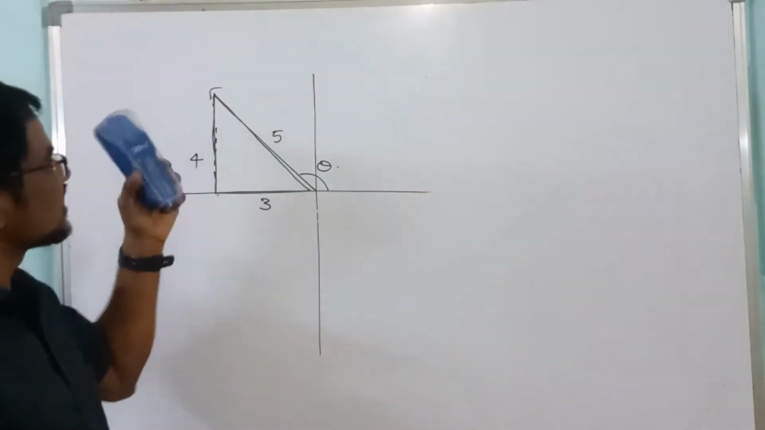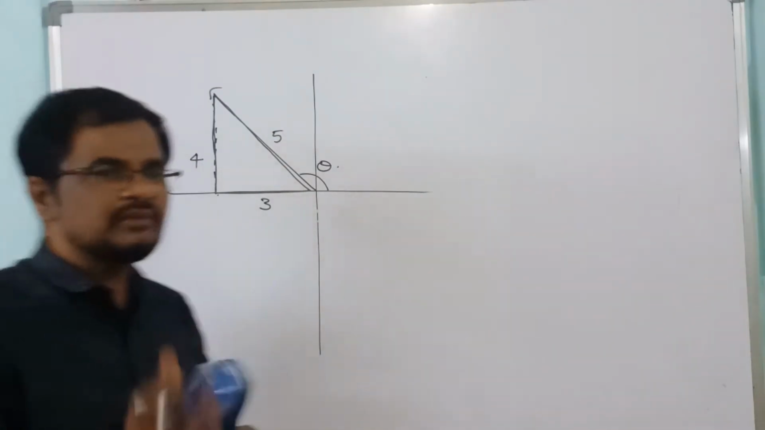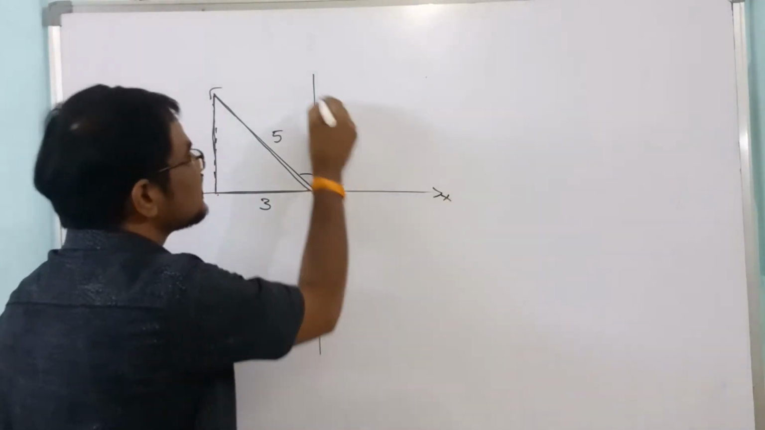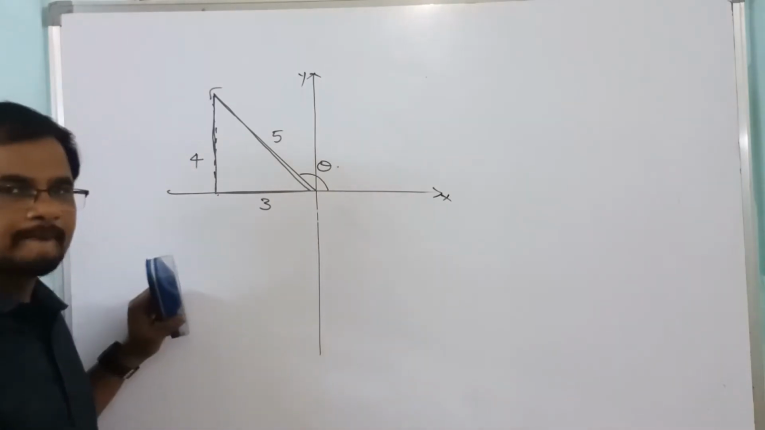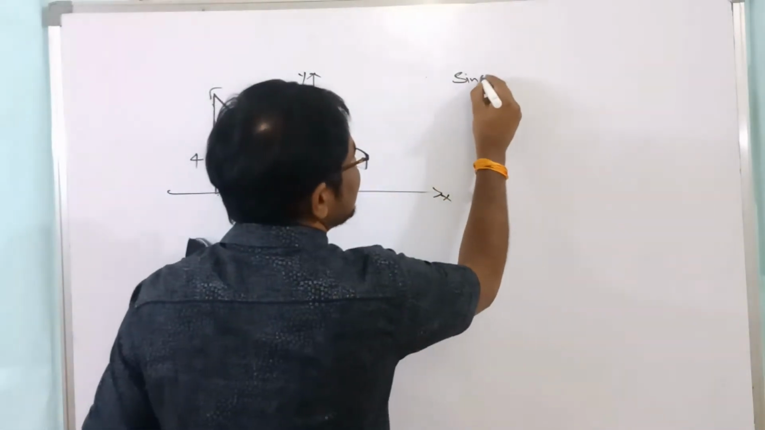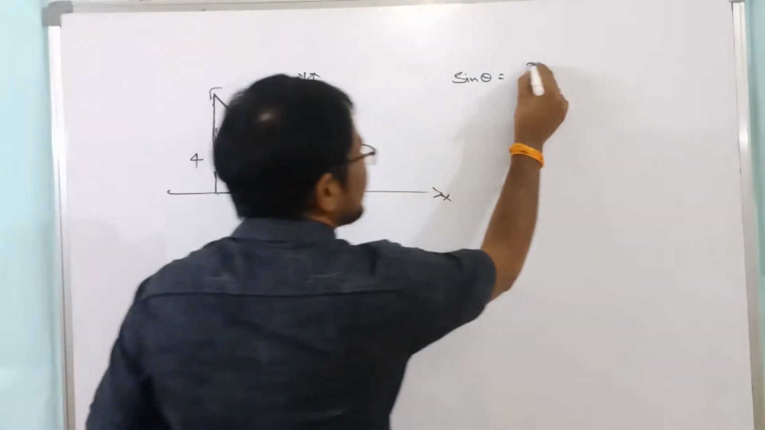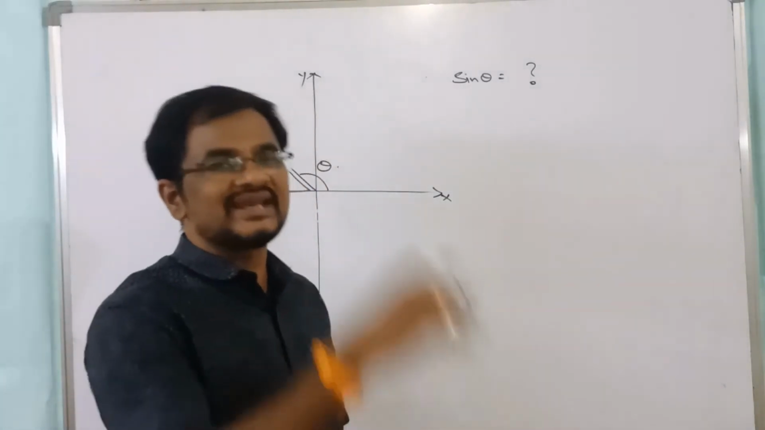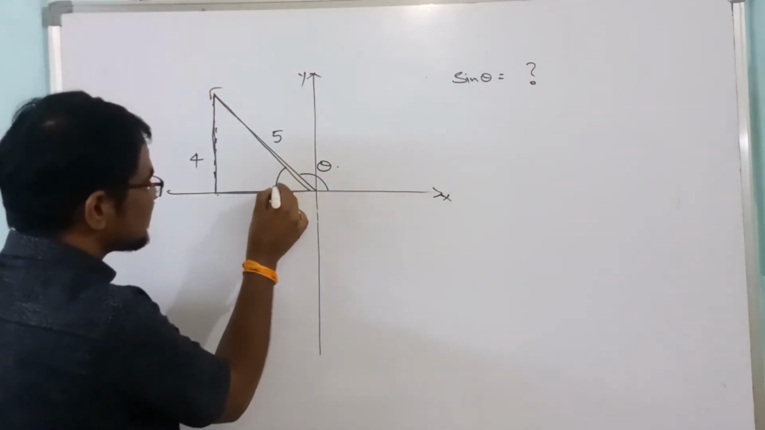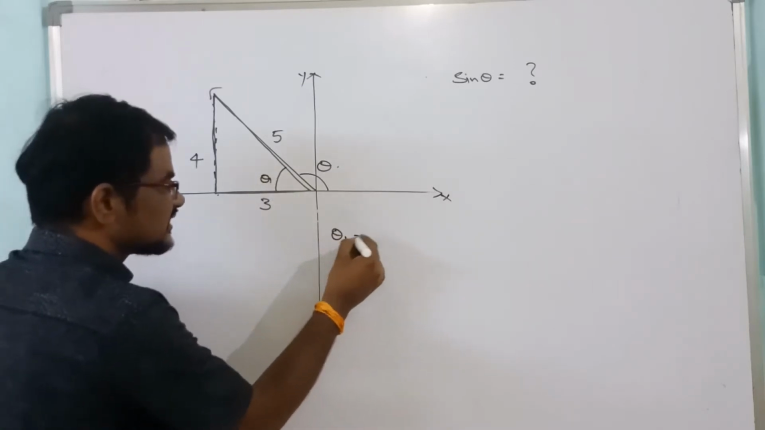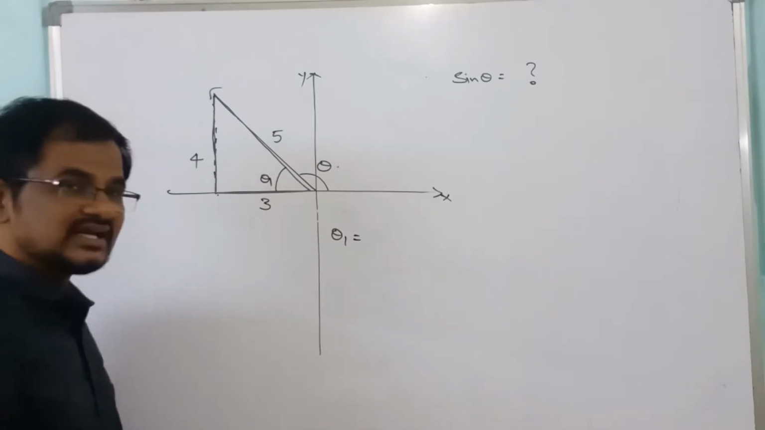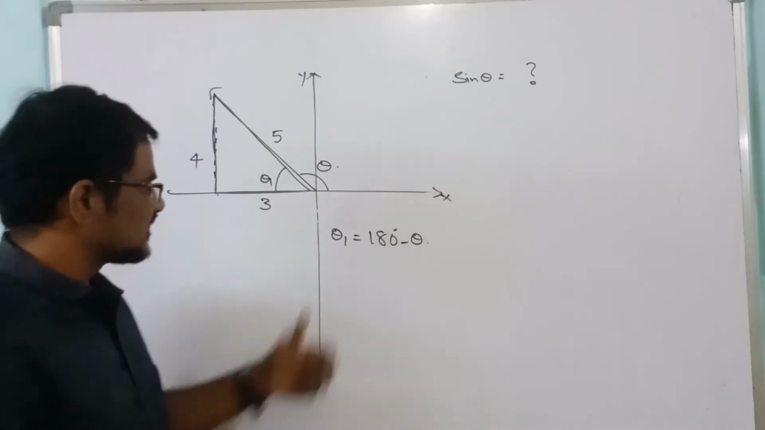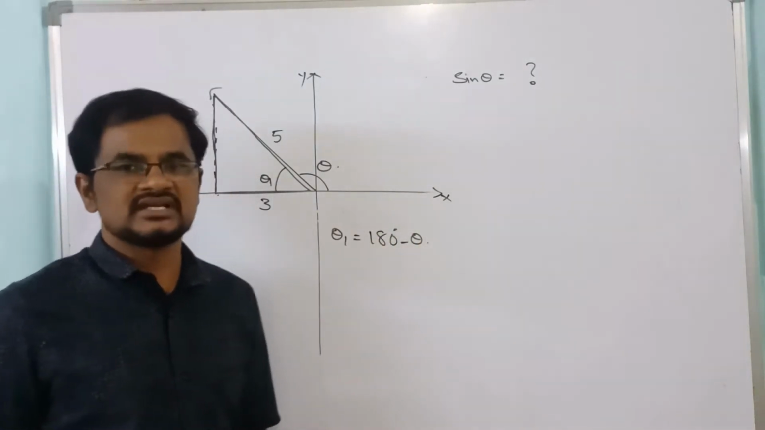So theta lies in second quadrant, right? There are many methods. So this is one of the methods. So here angle theta lies in second quadrant. Sin theta, how to take? Here sin theta equal to what we want. For that we have to take one reference angle here. So this is a reference angle. Here, theta lies in second quadrant means reference angle theta 1 equal to 180 minus theta. Right? Reference angle theta 1 equal to 180 minus theta.